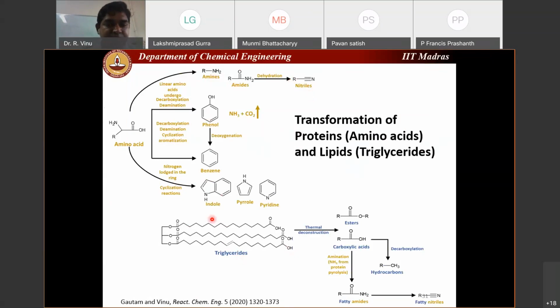If you consider lipids, they are typically triglycerides or long chain fatty acids. Thermal deconstruction results in the formation of carboxylic acids, and carboxylic acids can undergo decarboxylation, release of CO2, to form hydrocarbons, or the carboxylic acids can undergo amination, because ammonia is going to be a major product from protein pyrolysis. This amine can actually react with carboxylic acid to form amides, and amides can undergo dehydration to form nitriles. So these are the typical reactions occurring over here.